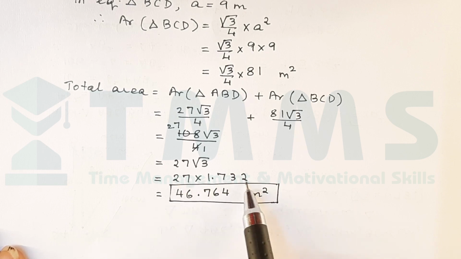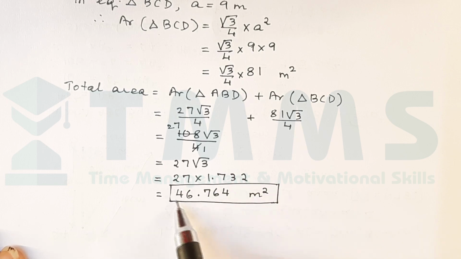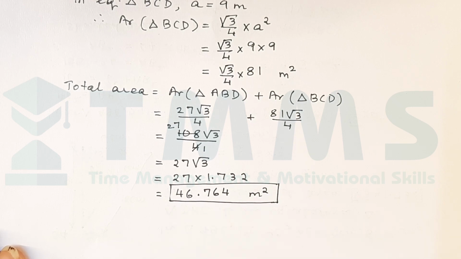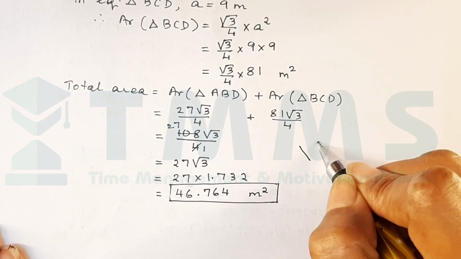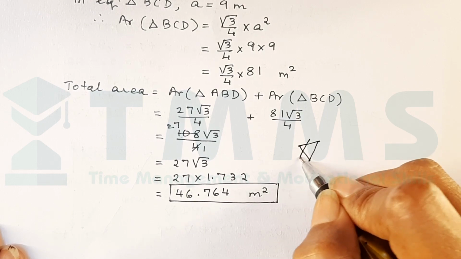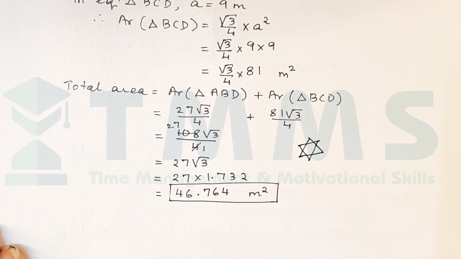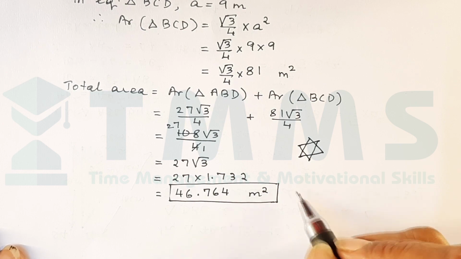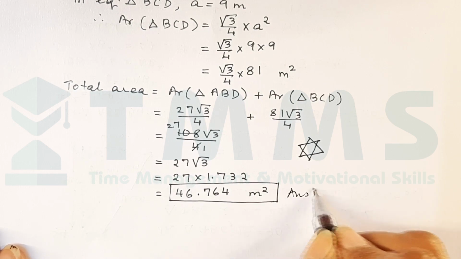This is slightly irritating calculations, but never mind, you should be able to do this. It is 46.764 meters square. Who got that? Give yourself a star. Well done. Those who couldn't, did you understand how this is to be done? All of you understanding? Now this is your answer 1.